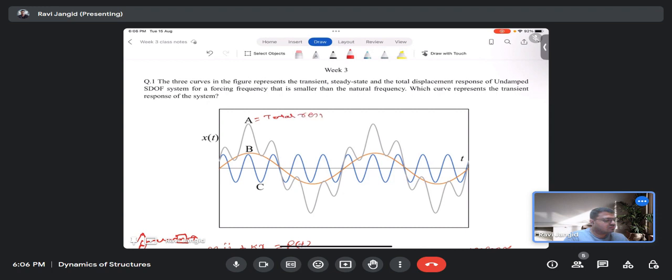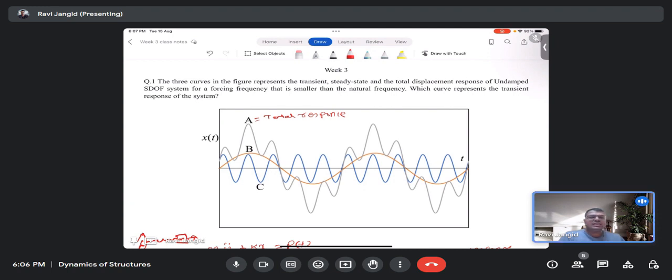Between B and C, both look like steady state only. Here there is no decrement, no logarithmic decrement kind of thing, because this is an undamped system. So from B and C you need to find out which one is for the transient and which one is for the steady state. That will depend on omega and omega n. Unless we know omega, omega n, T, Tn, we cannot identify which is which.